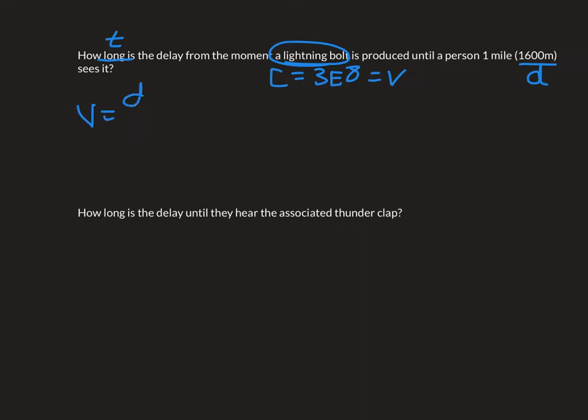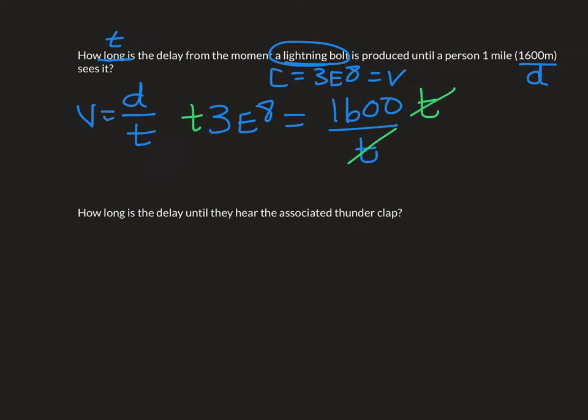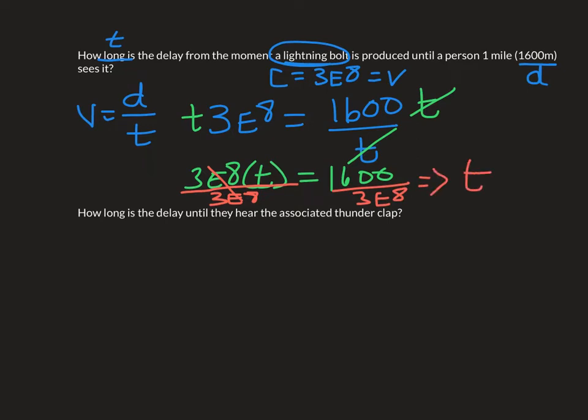So we're going to use our old faithful equation, v equals d over t. We'll start plugging in the values that we know, and we're going to solve for time. So I'm going to isolate my t, so first I'm going to multiply by time on both sides in order to get rid of it. Now I have 3e8 times t equals 1,600. And if I want to get time by itself, now I'm going to divide by 3e8 on both sides in order to get my time.